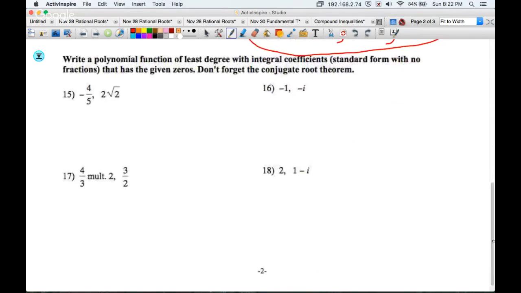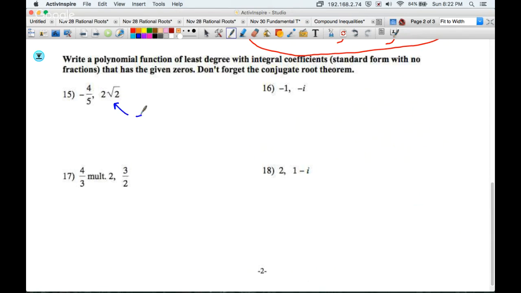All right, I did 15 in class. Let me pick another one. 17. I'll do 17 and 18. So we've got to write a polynomial of least degree with integral coefficients, but in parentheses I tell you that's standard form with no fractions. And don't forget the conjugate root theorem. So I'll just help you with all of these.